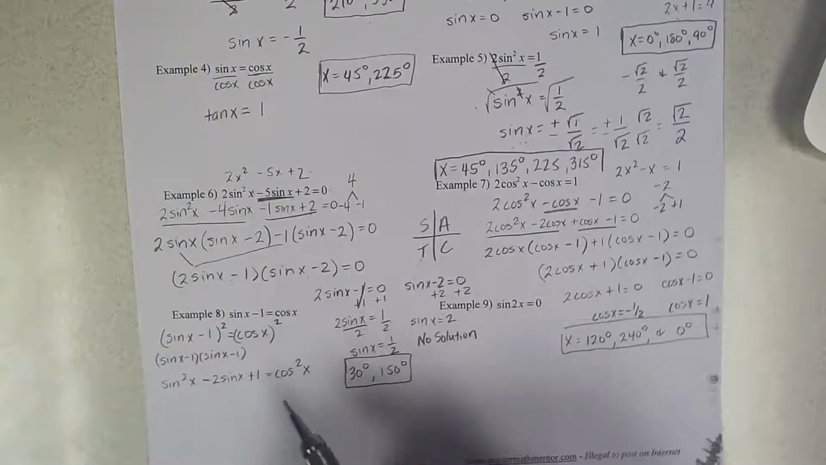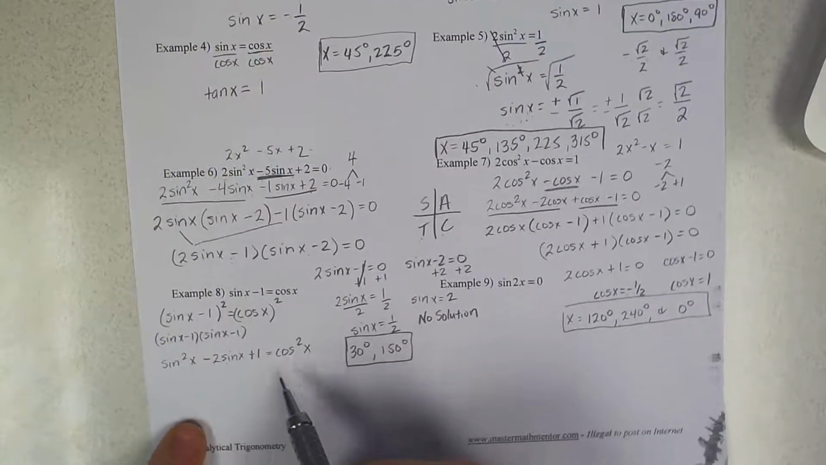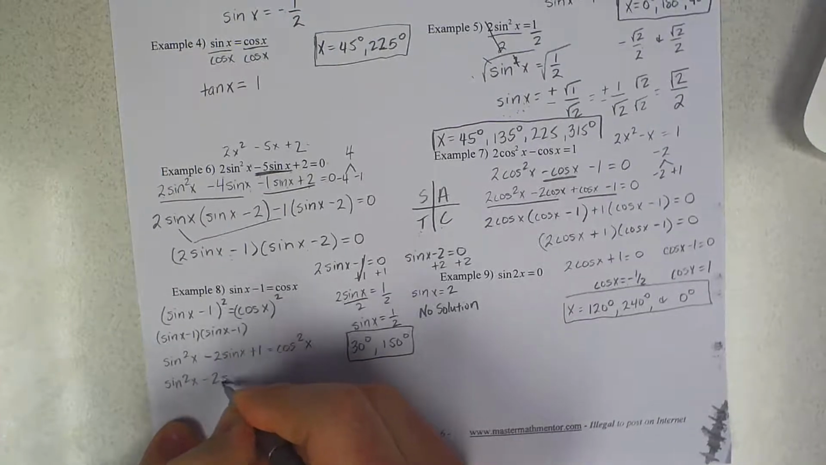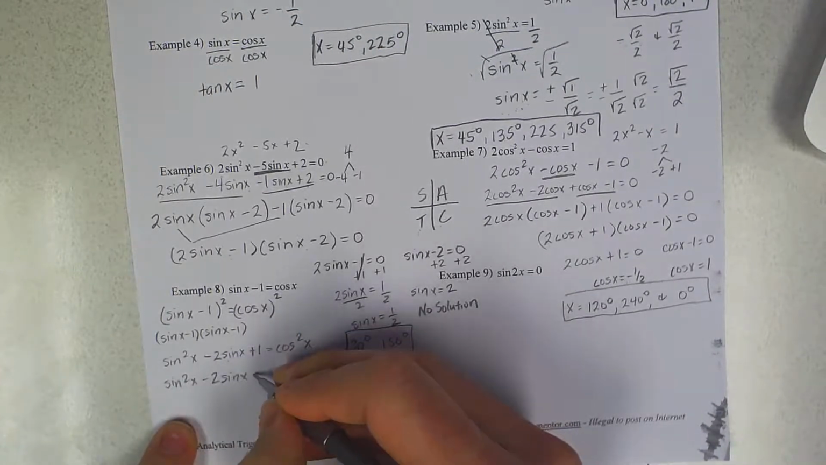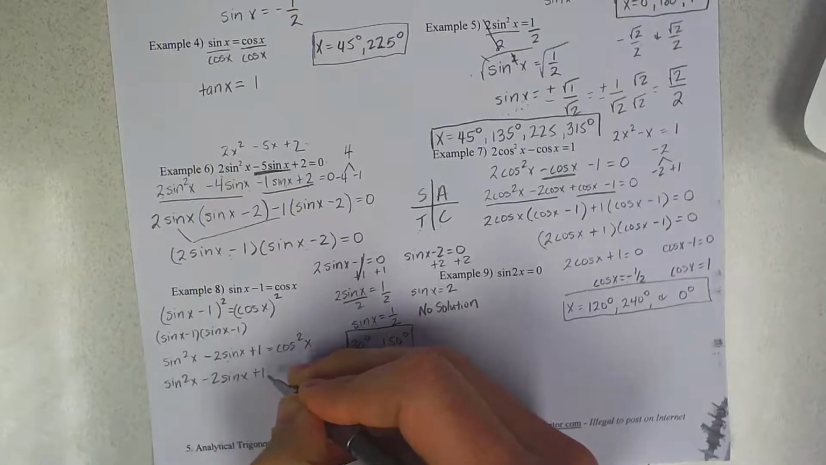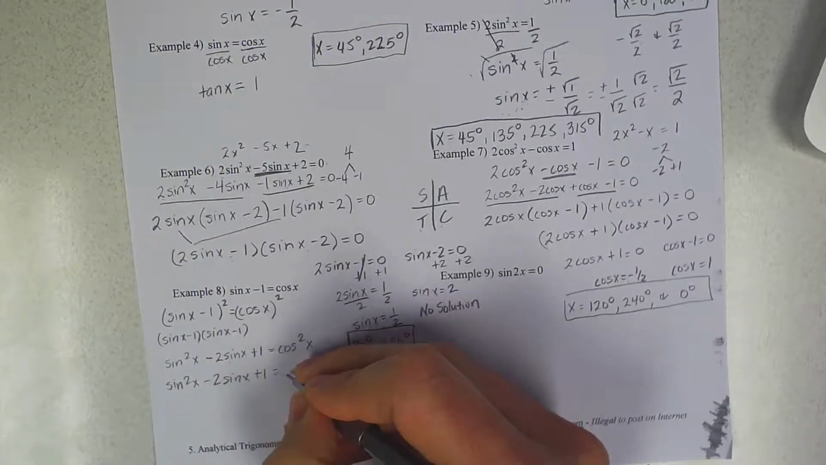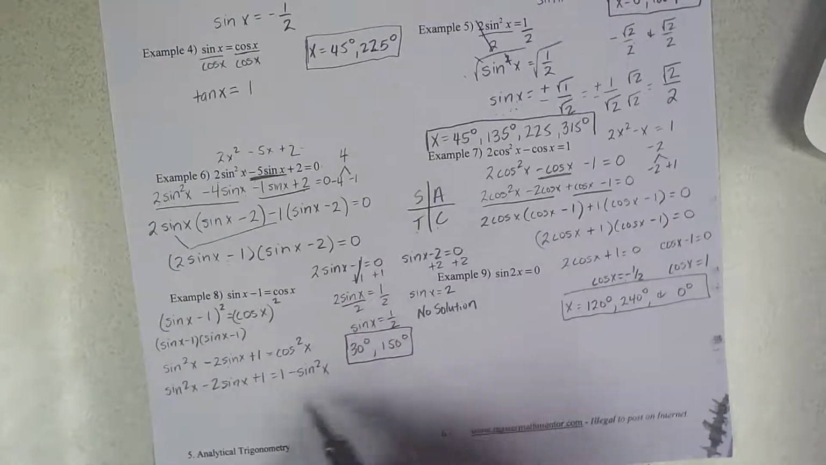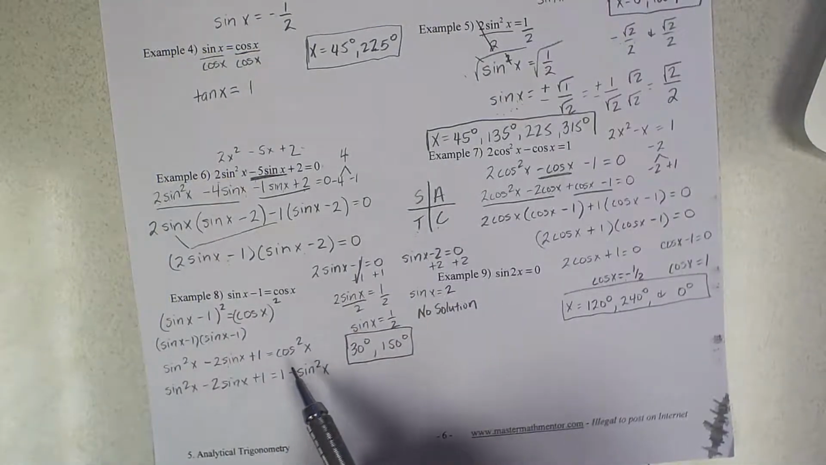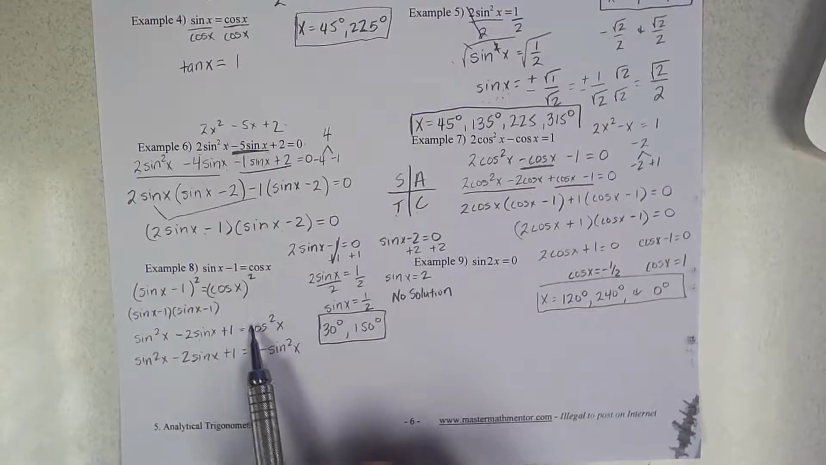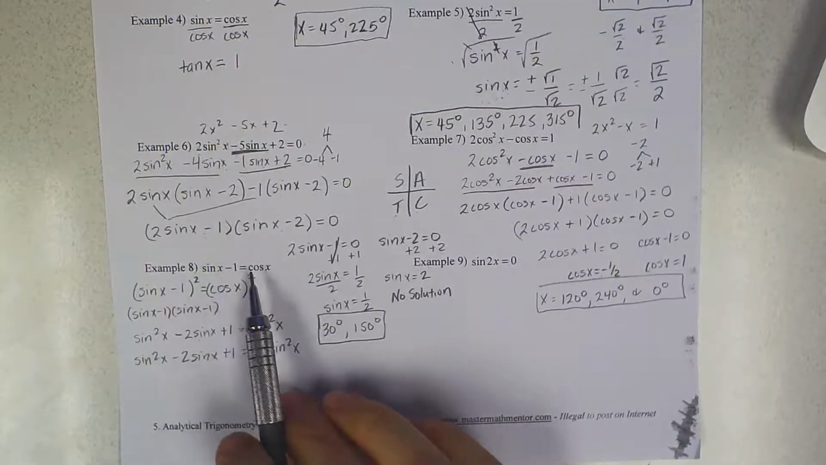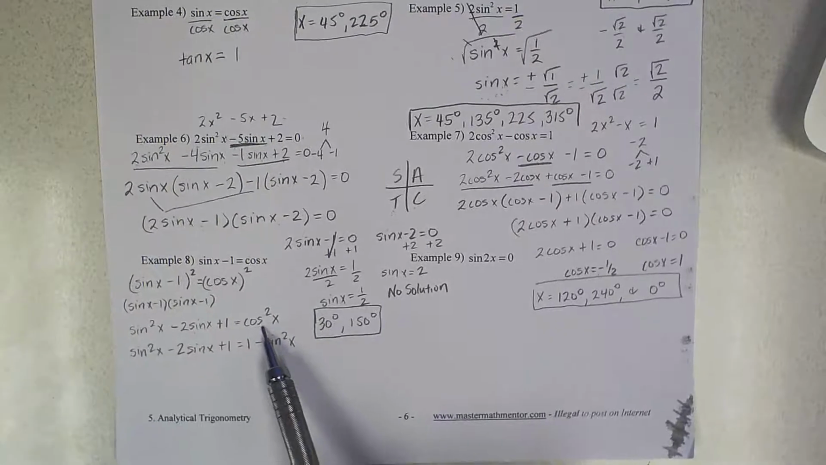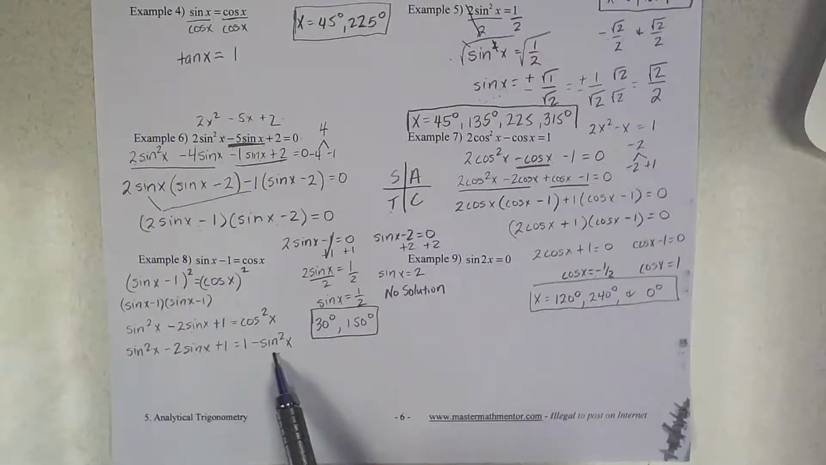Now we know a little something about cosine squared x. So I'm going to rewrite this as sine squared x minus 2 sine x plus 1 is equal to, we know cosine squared x is actually equal to 1 minus sine squared x. That's a Pythagorean identity, and that's exactly what we want to do there, guys. We want to get it to one trig function. So take care of that cosine, and that's going to lead us to sine.